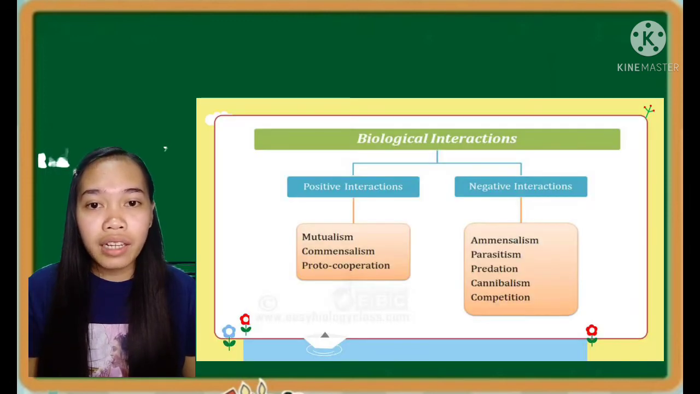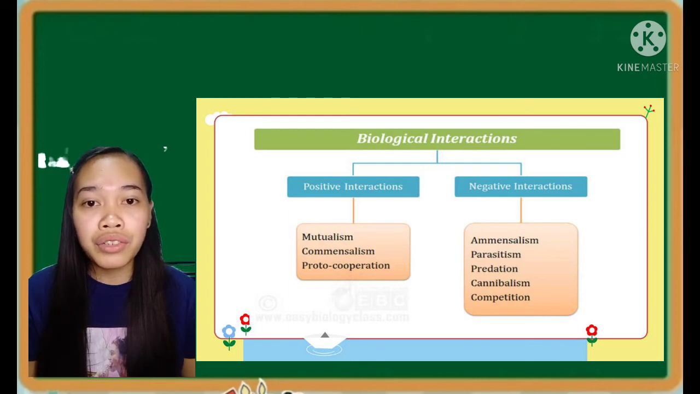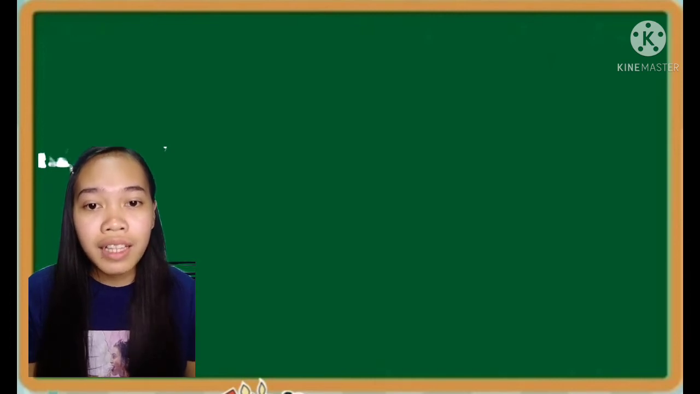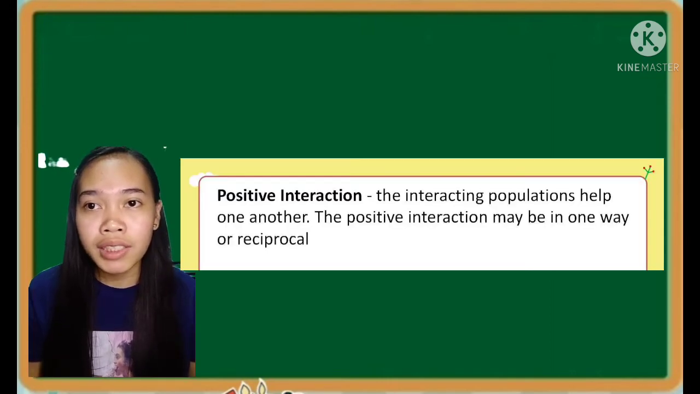So I have here a diagram of biological interactions. There are two kinds of interactions, the positive and negative interactions. But first, let's know what the positive interactions are. Positive interactions are those in which the interacting populations help one another. It may be one way or reciprocal.